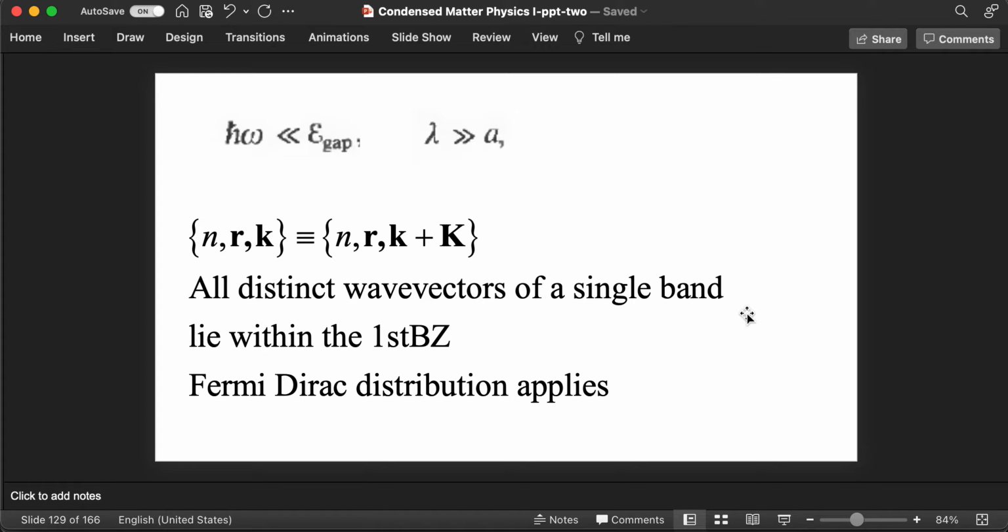So, as we saw in the previous class, all distinct wave vectors of a single band can be found within the first Brillouin zone. That is the first Wigner-Seitz cell in the reciprocal space. And we will also assume that the Fermi-Dirac distribution applies, although in this course, so far, we have only used the Fermi-Dirac distribution at T equal to 0. You can use it at any temperature. Of course, when you do the statistical mechanics course, you will understand the full temperature dependence of this distribution.